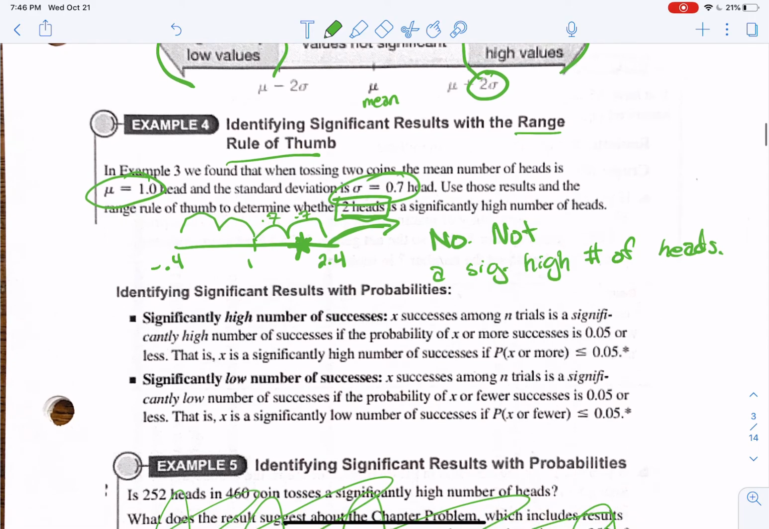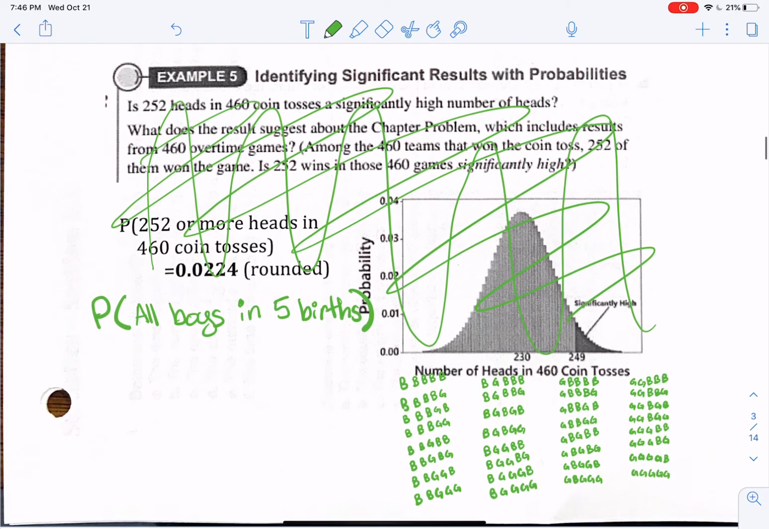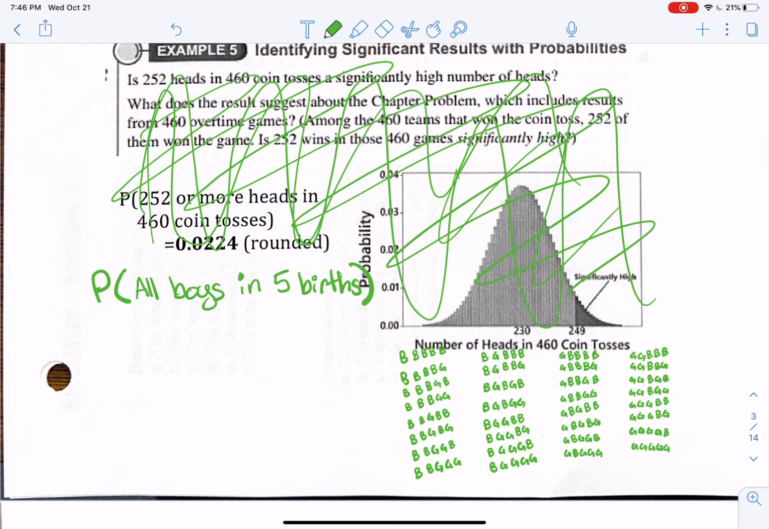Okay, significantly high numbers also are results of things that have a less than 5% chance of happening. So it's considered a significantly high number of heads if it has less than 5% chance of happening. It's considered a significantly low number of heads if it has a less than 5% chance of happening as well. Okay, and so I'm going to illustrate that down below here. I'm going to get rid of example 5 because I think I have a better example that might illustrate this a little bit easier. So I'm going to say the probability of having all boys when I have 5 births.